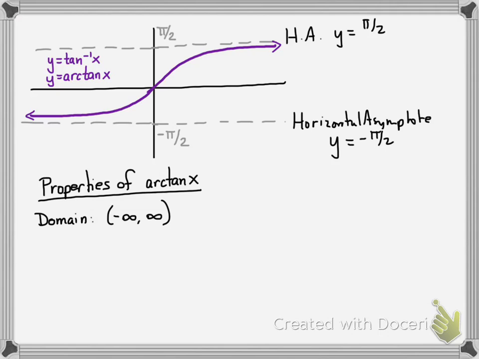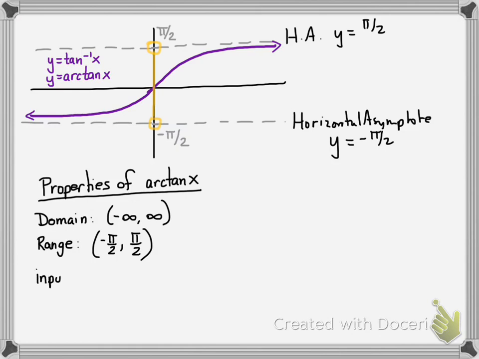And so that was our domain, and our range is y values starting at a y value of negative pi over 2, but not including negative pi over 2, and extending up to positive pi over 2, but not including positive pi over 2. So our range has open parentheses, from negative pi over 2 to positive pi over 2.